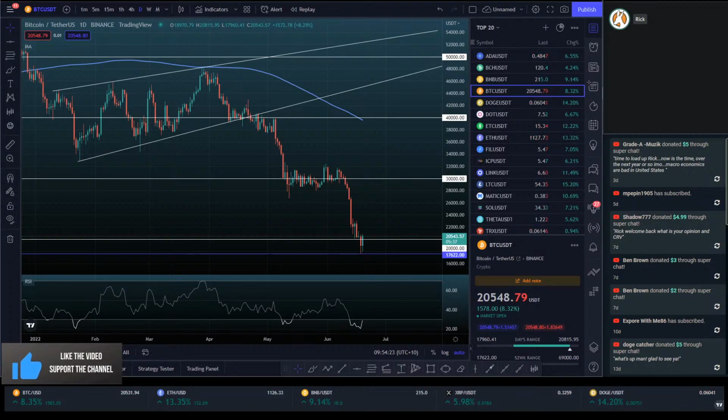So let me read some of these comments here. Let's Get Rickety Wrecked asks: is this a fake out bullish engulfing to get a few more to jump in before the drop? It could be. I honestly think, yes, it could be.